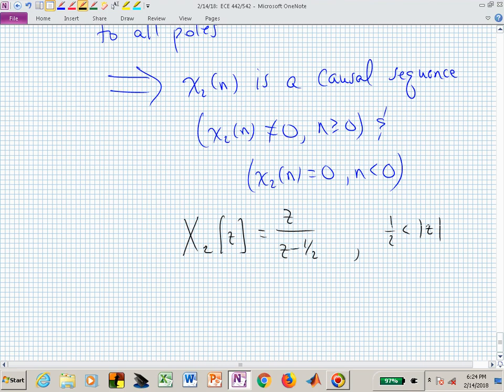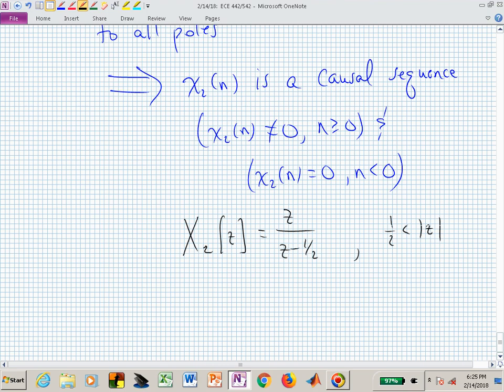We have to know what the region of convergence is in order to go back into the time domain uniquely. If I just gave you z over z minus 1/2 and said, give me the time domain sequence, somebody might give me the anti-causal form, somebody else might give me the causal form. And can I tell them that either one is wrong? No, because I didn't give them enough information. So in order to go backwards, which is what we want to do with the inverse z-transform, we have to know the region of convergence information in addition to the transform itself.